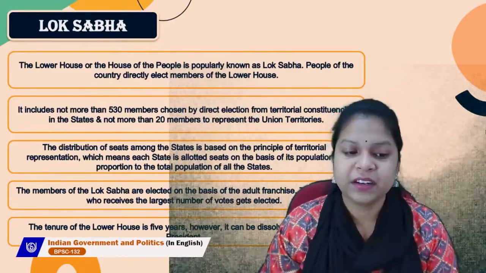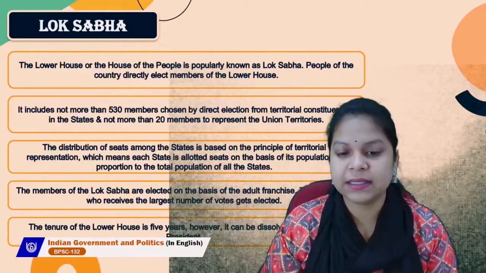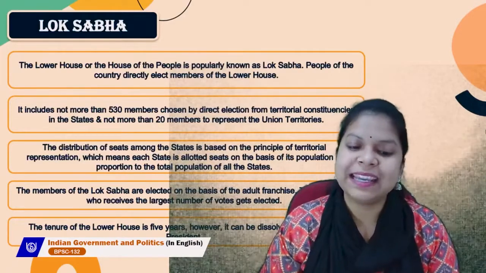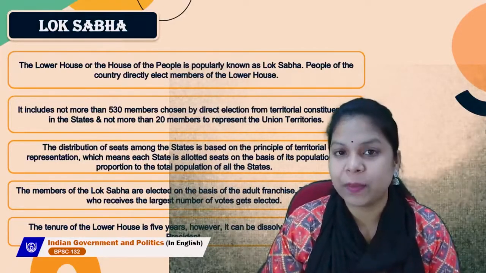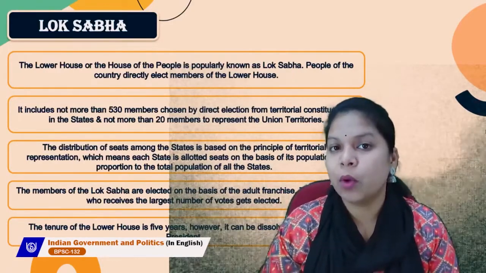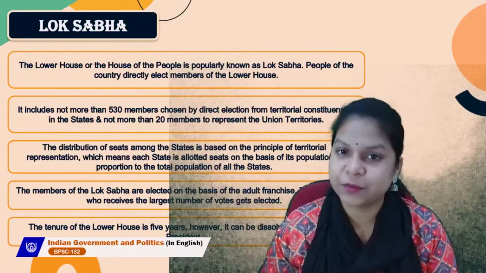The distribution of seats among the states is based on the principle of territorial representation, which means each state is allotted seats on the basis of its population. So, a large state means more population, and small states, less population.